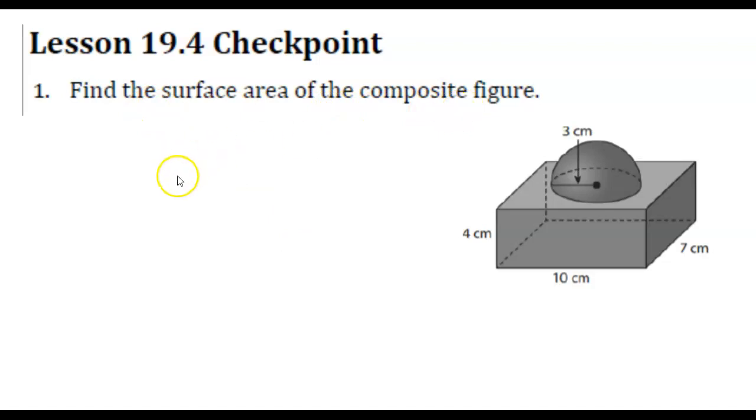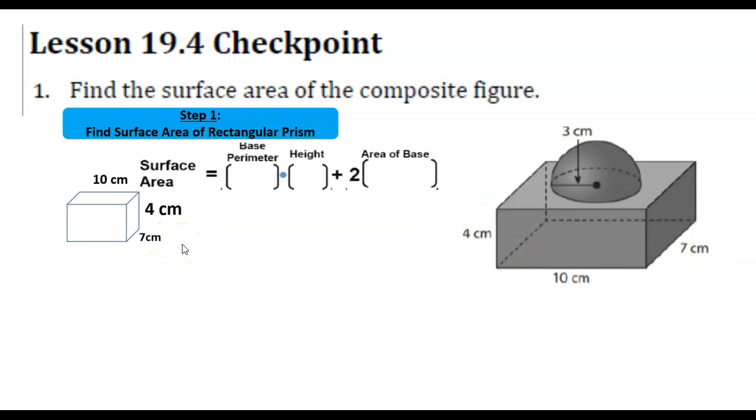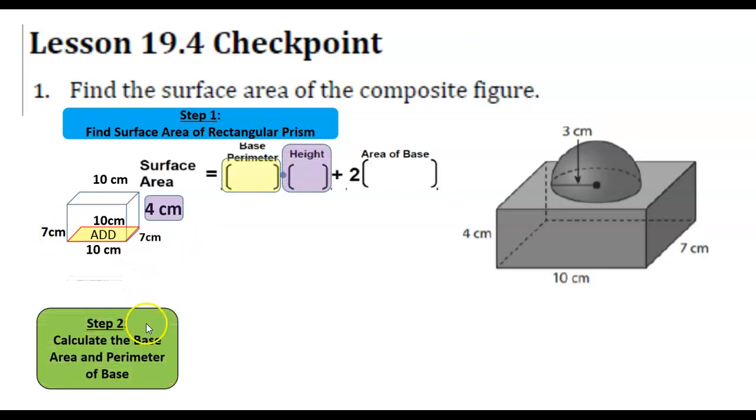All right, and we're here to checkpoint. So finding the surface area of a composite figure. First, we're going to find the surface area of our rectangular prism. So I drew the picture of that prism, or that box there. So let's find the base perimeter and the area of the base. So the base perimeter would be essentially all those numbers added up together, and feel free to go ahead and calculate your area of your base. So feel free to calculate your base perimeter, base area, and then of course identifying your height.